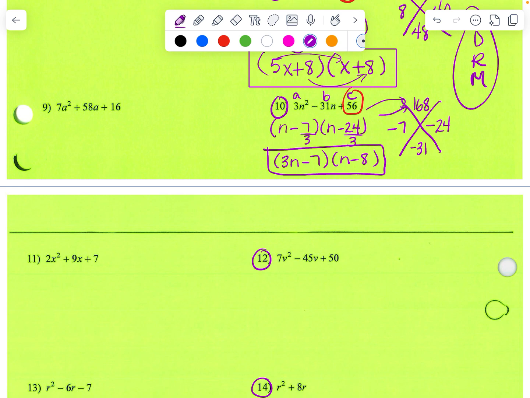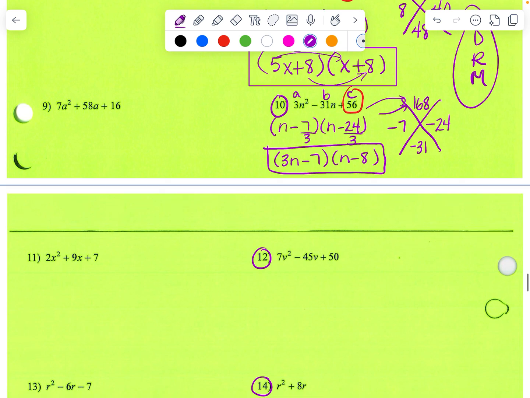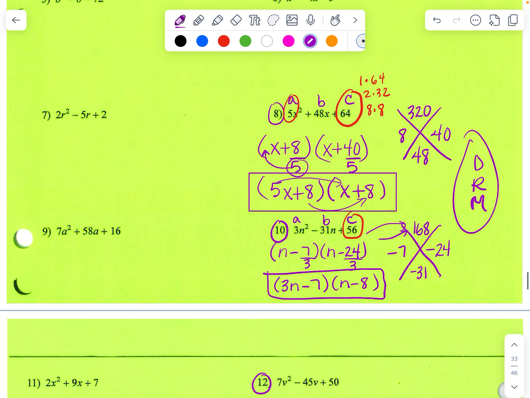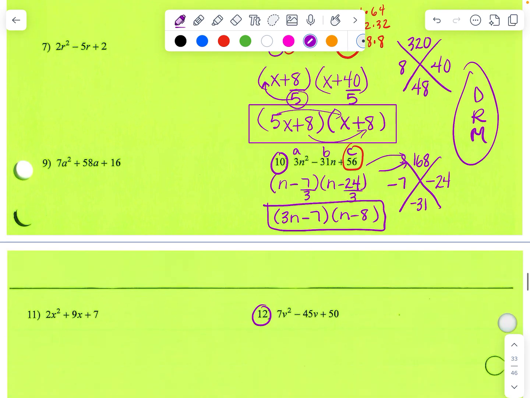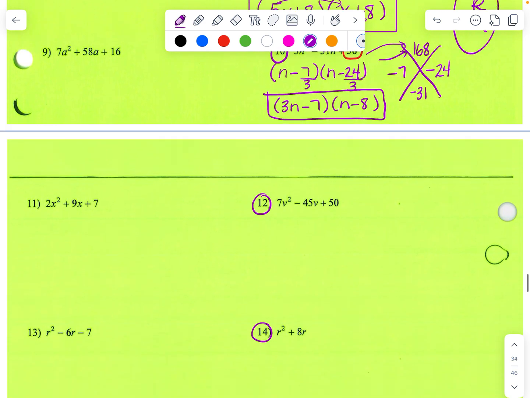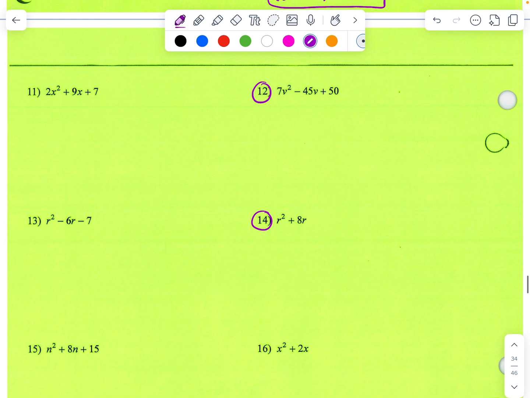All right. So I just wanted to walk you through a couple where the numbers were sort of big. And I know we didn't do those on Friday, and give you that hint on how to try to get the numbers filled in. All right, I'm going to do one more of the big ones with you. So we have an A of 7, a B of negative 45, and a C of 50 on number 12. If we multiply A times C, 7 times 50, we get 350. Our B is negative 45.